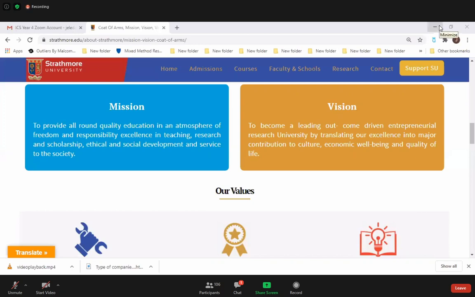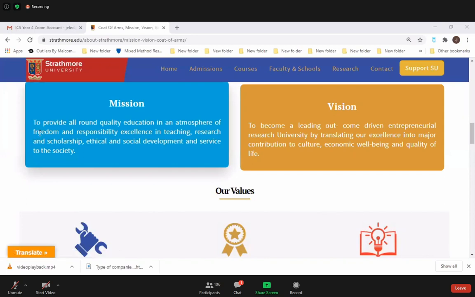So mission is what you have come to do. Know what you want to do, what you want to accomplish, as you said. And vision is what you want to achieve in the future. You see here in the phrase is to provide. They have come to provide. That's what they want to do. To provide what? All-round quality education. How are they going to provide it? By having this atmosphere of freedom and responsibility, excellence in teaching, research and scholarship, ethical and social development, and service to society. Okay, to provide what they have come to do is to provide all-round education.